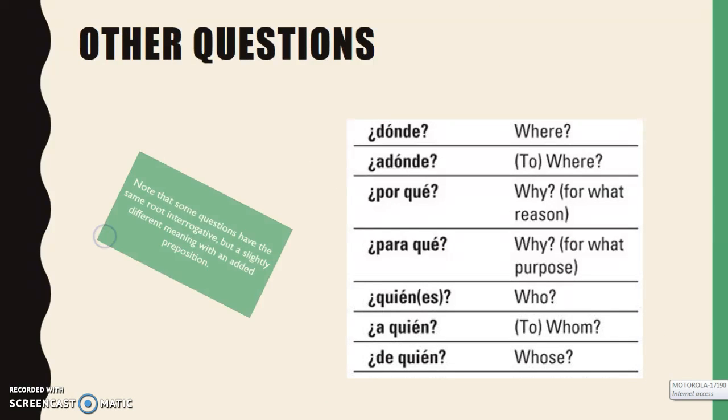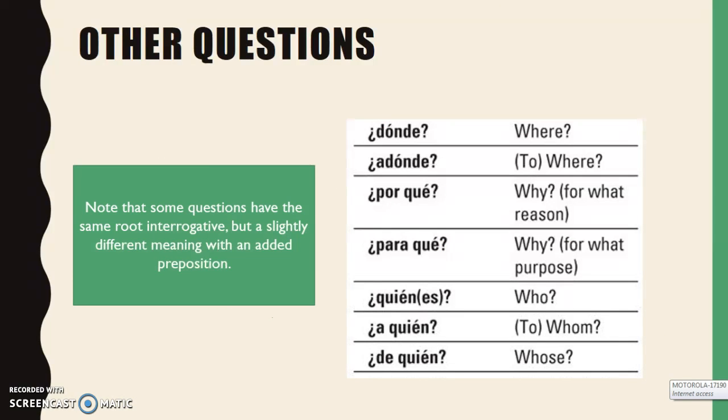Okay, so here are the other questions that we have not discussed yet. Note that some of these questions have the same root interrogative. So like you can see with donde, I left donde up there at the top. Donde shows up in a donde. We talked about de donde. They all have something to do with where. Okay, the difference is just the front word. De meaning from, a donde, a means to. So we're saying to where, like where are you going?